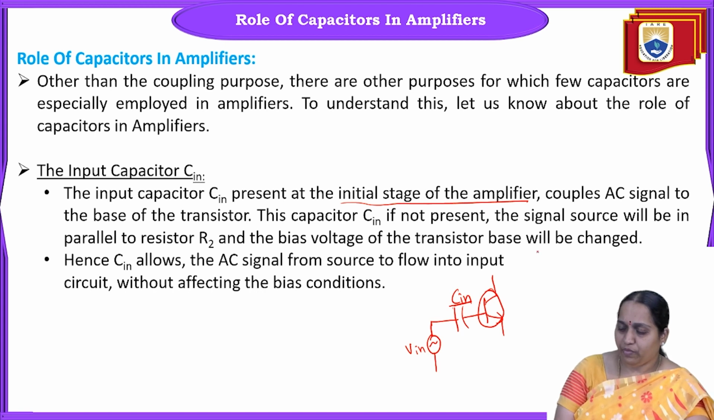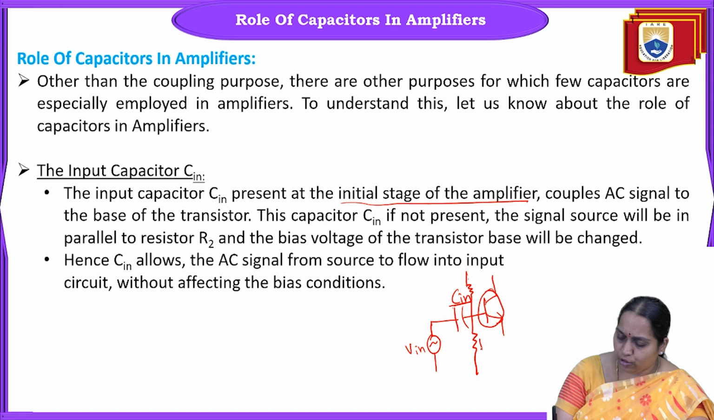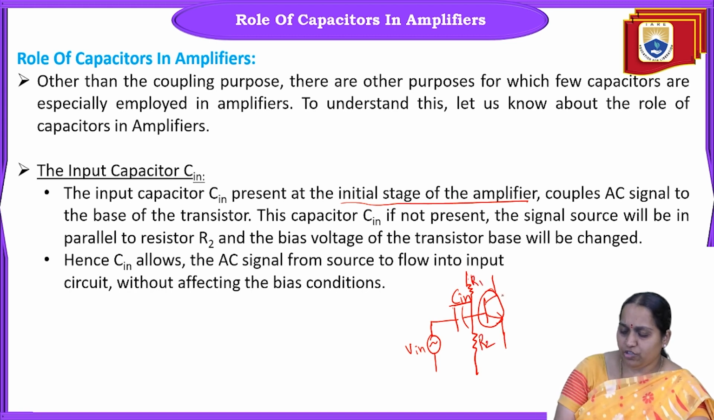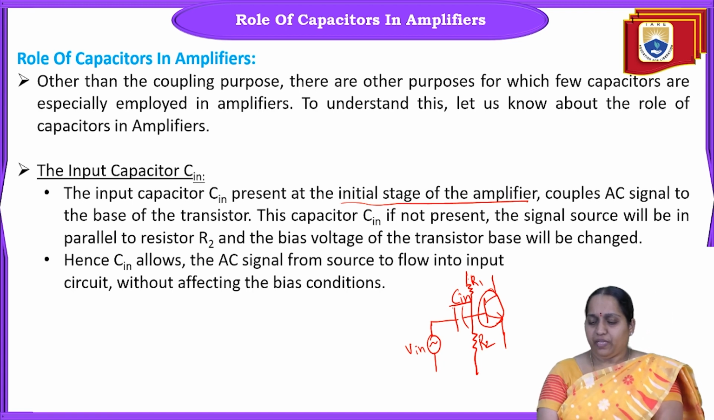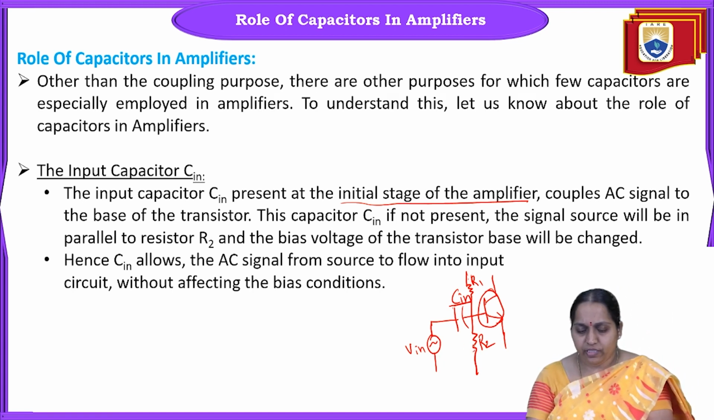the first stage. If the capacitor Cin is not present, what will happen is the signal source will be in parallel to the resistance R2. Usually you will have this resistor circuit here, R1 and R2. So if Cin is not connected, what will happen in such a case? This signal source will be in parallel with the resistance R2, and as a result, this will affect the biasing conditions.